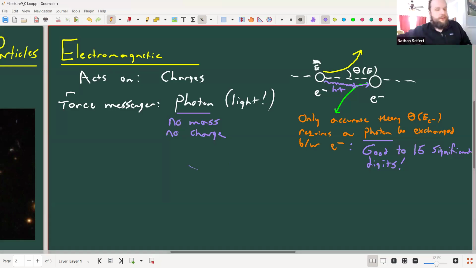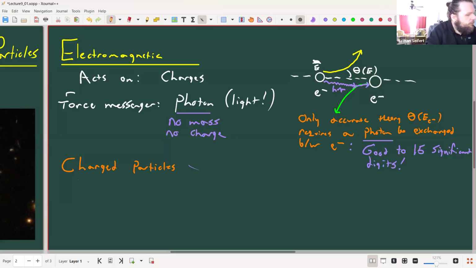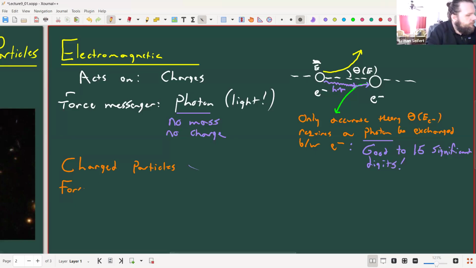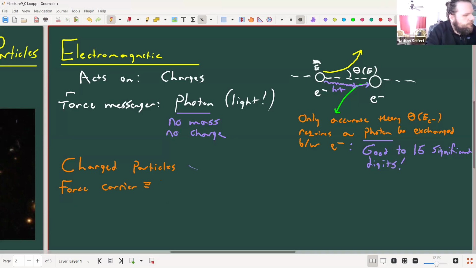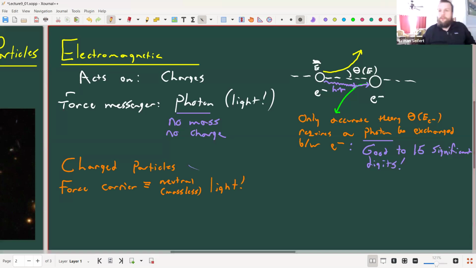All right, this is a really good prediction it turned out. So that's a really interesting thing. So the question, of course, is now, so now you have charged particles, and you also have a force carrier, which is light. The important thing about the force carrier is that it's neutral. And in this case, it's massless. All right, we'll come back to charged particles in a second.